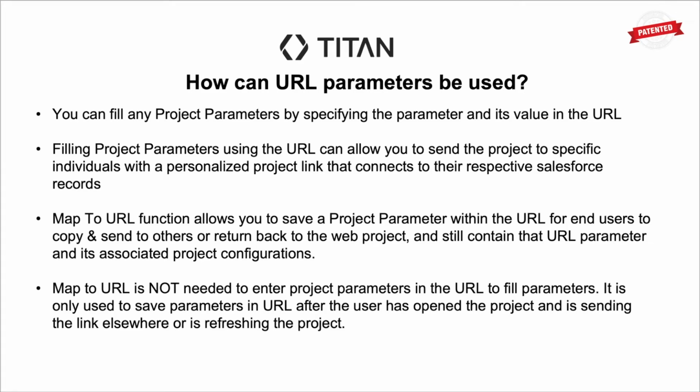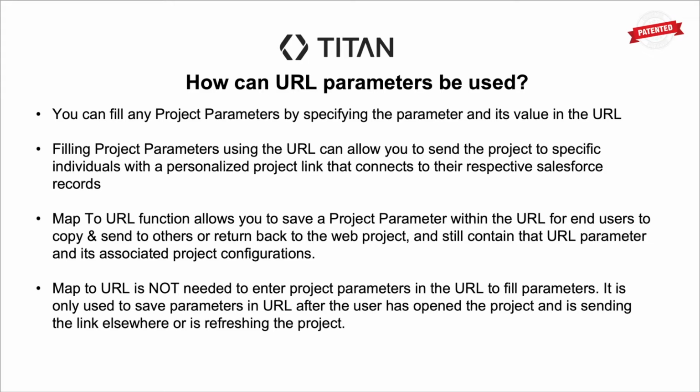So how can URL parameters be used in our projects? Similar to Titan Forms, we can have the project parameters be included in the URL, and that can help us to create templates, emails, and personalized links so that our clients and customers can access a form and it already has their information linked within that form. And instead of having the URL contain FLD3 equals whatever the record ID is, you can just type in the project parameter name itself, and I'll show you that in just a moment.